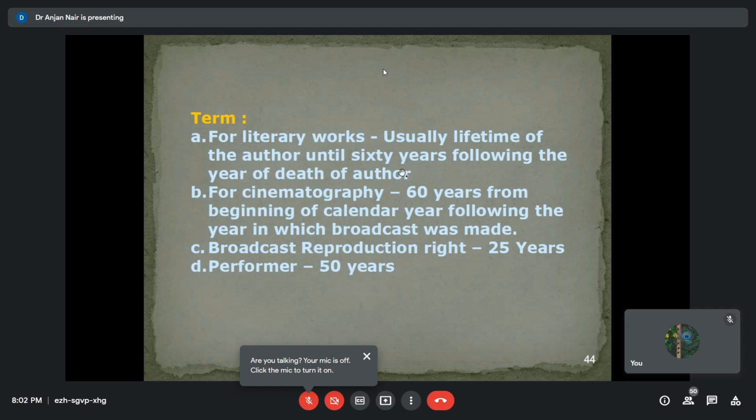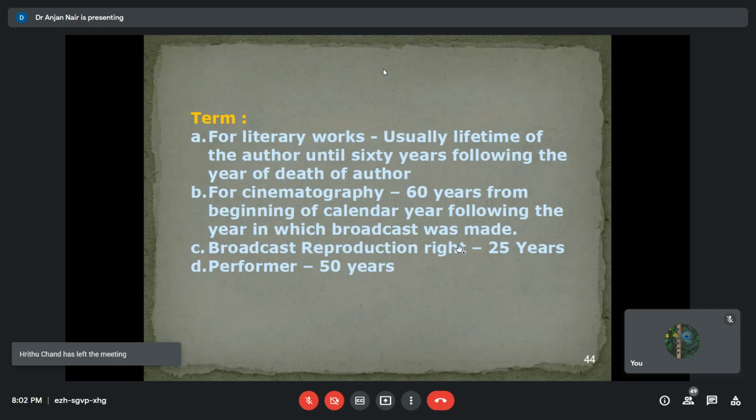Then cinematography, that is movies, it is 60 years from the year in which it was made. In the case of TV and radio broadcast, it is 25 years. If you have made a new serial for TV, the right is for 25 years. After that, the copyright lapses. So this is the term.